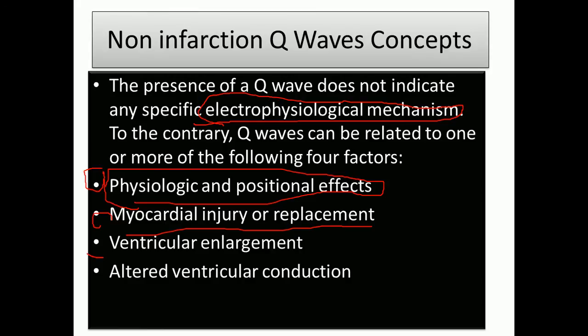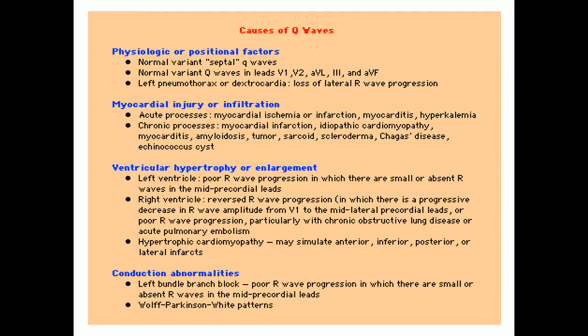The third mechanism is ventricular enlargement. Not only ventricular, but any chamber enlargement or hypertrophy is responsible for producing Q waves. And altered ventricular conduction can also produce Q waves. Due to that, this new concept should remind us that Q wave is not only produced by myocardial infarction.